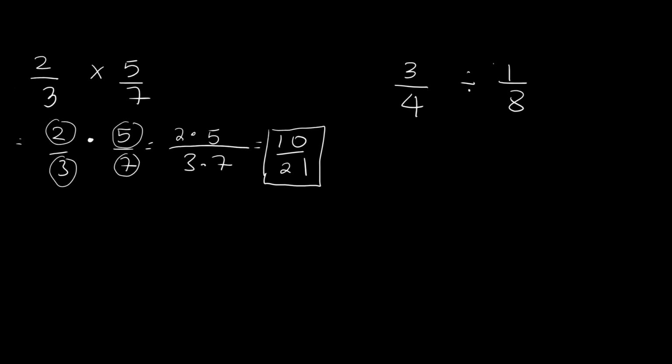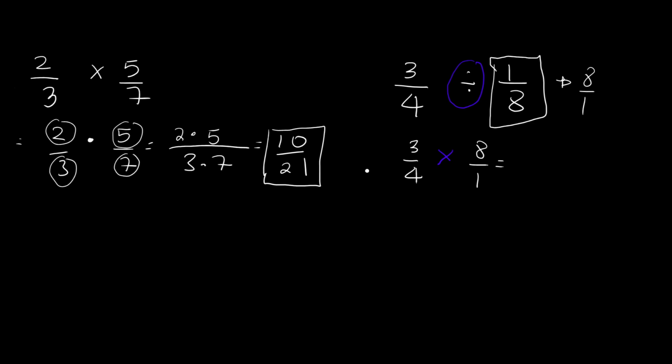So this is the fraction where we will apply reciprocal. So let me write 3 over 4. And now here's a very important step. The division sign needs to become a multiplication sign. Always follow these two steps. And now let's write 8 over 1 because the reciprocal of 1 over 8 is 8 over 1.